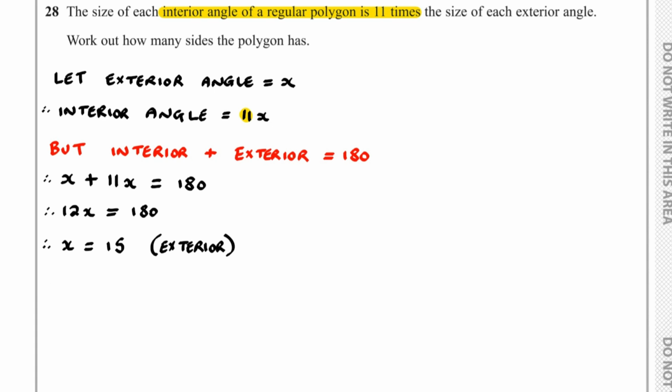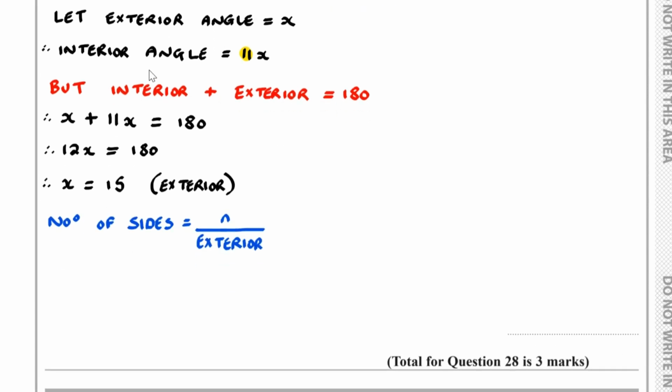And therefore what we need to do is find out the number of sides. Now the number of sides is equal to 360 divided by the exterior angle. So the number of sides, we'll call it n. That's equal to 360 divided by 15, which is the exterior angle. So the number of sides we have is 24.